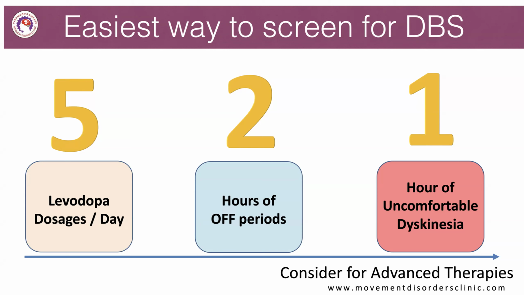Very simple. So no need to break your head. Other things, let the treating movement disorder specialist or the surgeon who is going to operate break their head over. But 5-2-1 is what you need to remember on a daily basis. If a person is on at least 5 doses, or has 2 hours of off periods, or 1 hour of dyskinesias, any one of them should be sufficient for you to suggest surgical therapies.